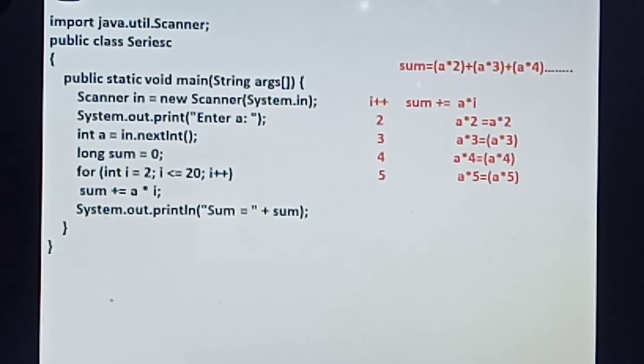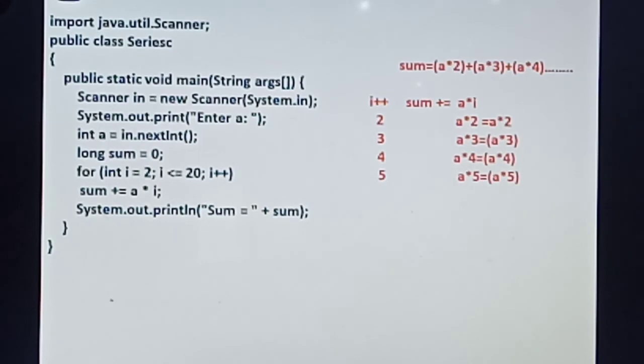Now the same thing, our updation will be sum equal to sum plus a into i. For the second updation, a into 2, you will get a into 2. Then third updation, a into 3, then you get a into 3. Fourth updation, a into 4, and fifth updation, a into 5. Then you have to add all of these. So sum equal to a into 2 plus a into 3 plus a into 4. When you enter a, then after that you get the sum.